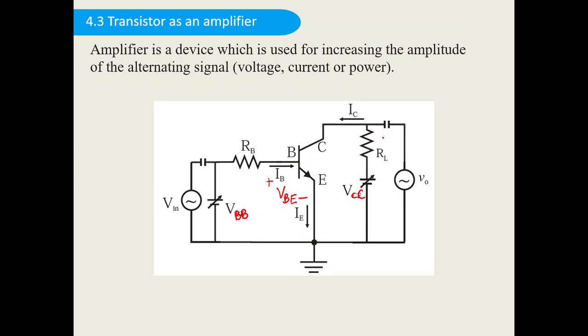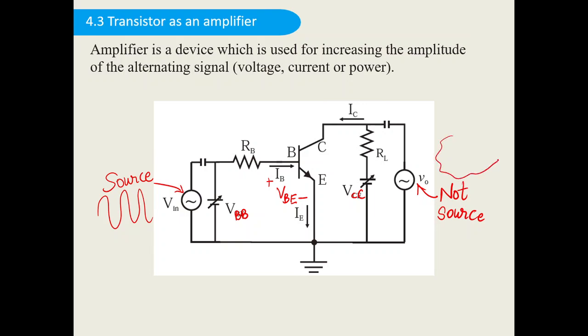If I talk about the output side, this is not the source. This is the source. Source means it is going to supply the alternating voltage. This is the measuring device. It is going to measure how much voltage is present at this VO.